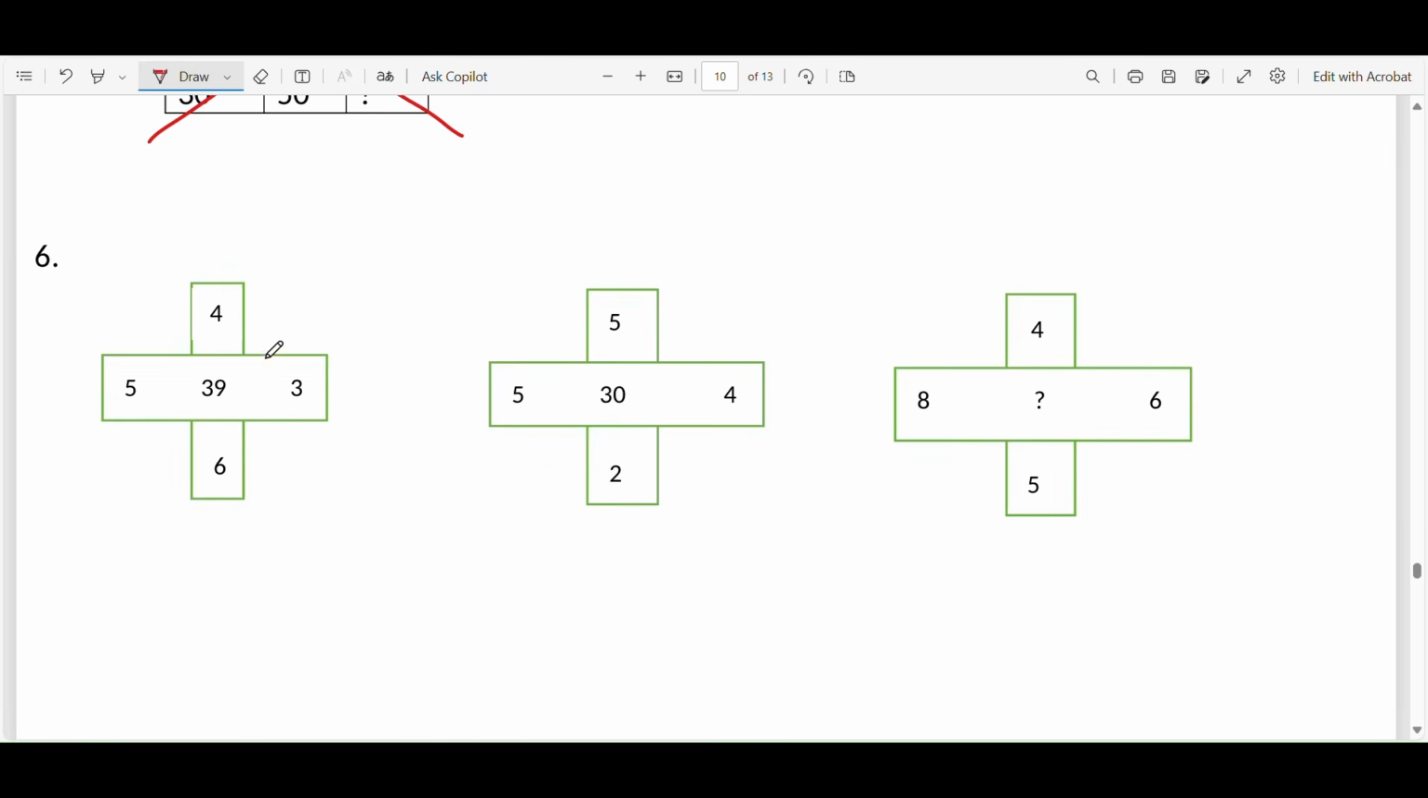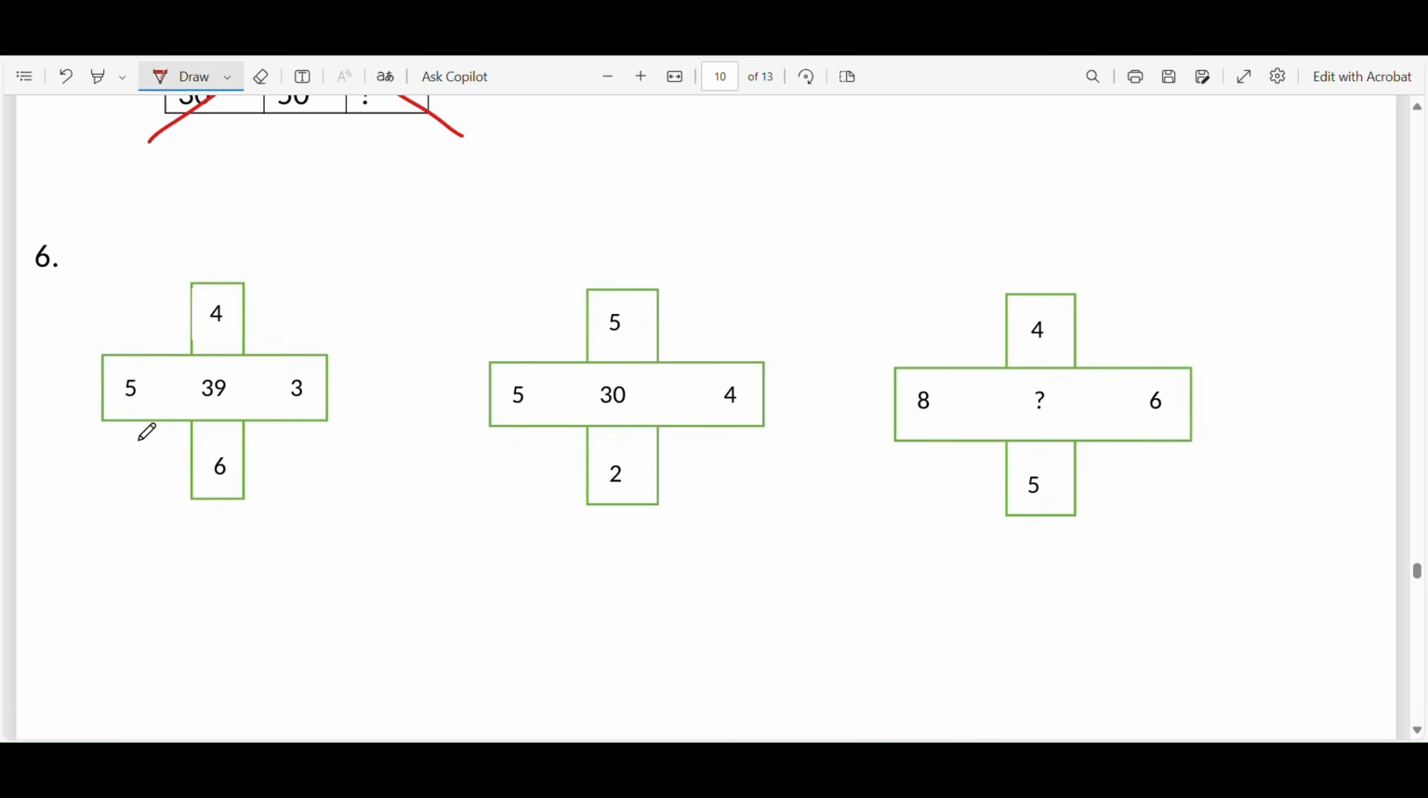Here, let's try some form. This is a missing number. We need to find out this. Okay. So let me try this. 5 into 6. What is 5 into 6? 6 fives, we will be getting 30, right? And next, what is 4 into 3? You will be getting 12. So 30 plus 12, you'll be getting 42, which is not equal to 39. So this is wrong.